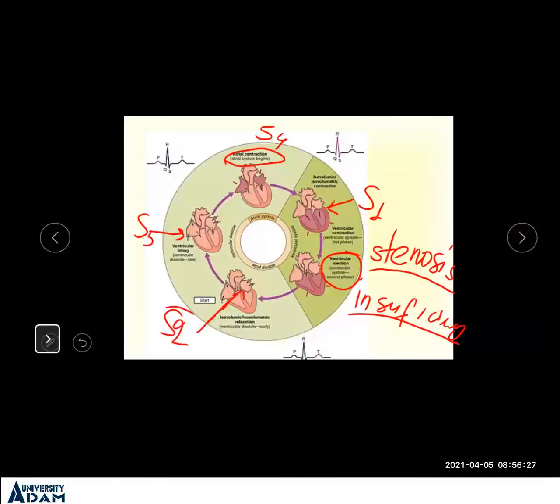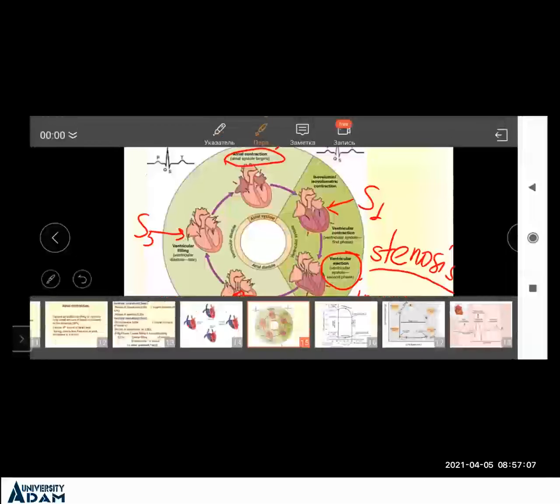S2 we cannot hear properly, because the aortic valve closes not properly. In aortic stenosis the sound of S2 becomes very slow, and the murmur is during the first period of diastole. So during diastole we hear a diastolic murmur when we have aortic insufficiency. During this, blood flows back from the aorta into the ventricles and creates this murmur.